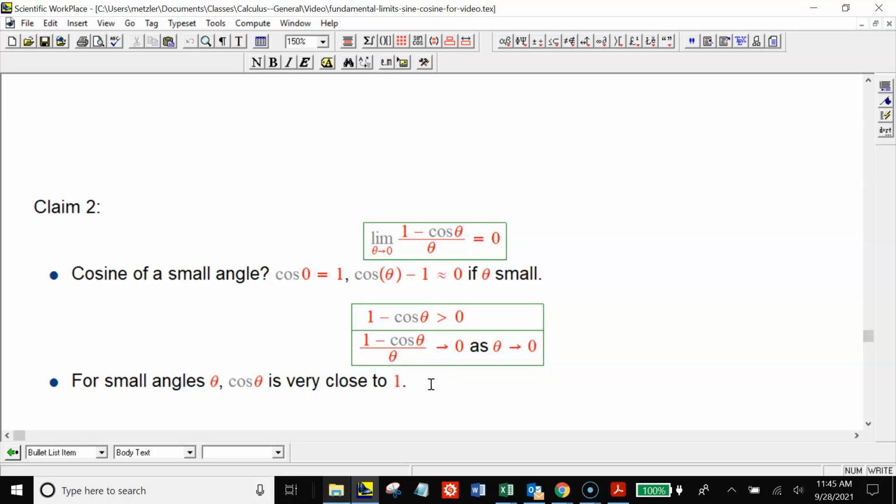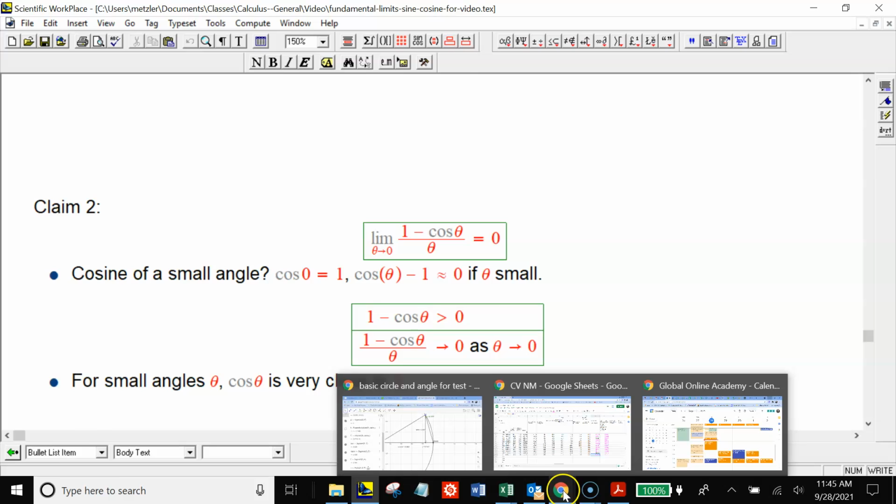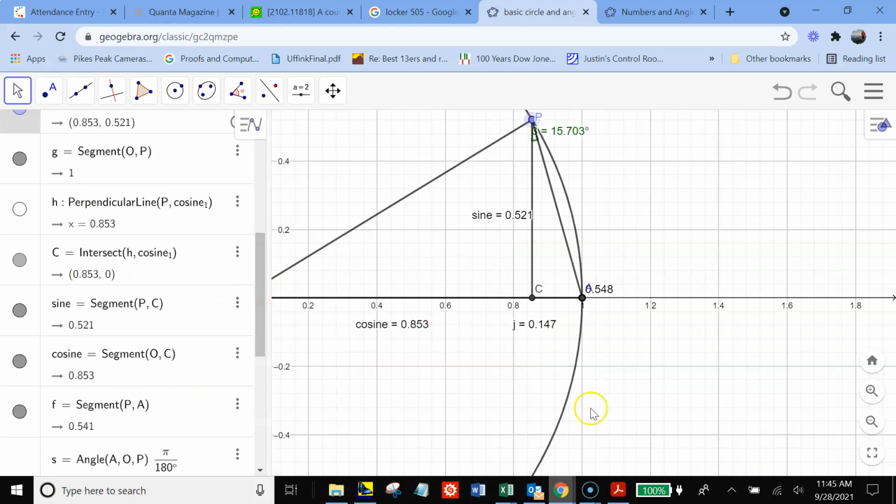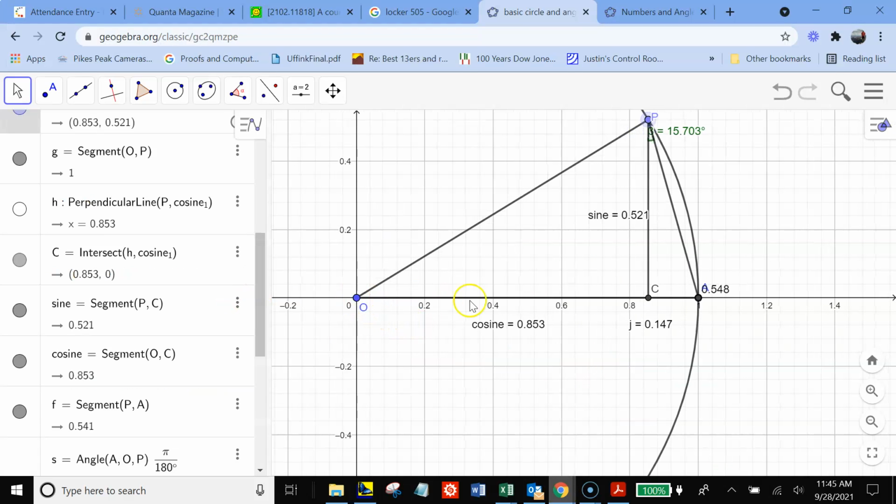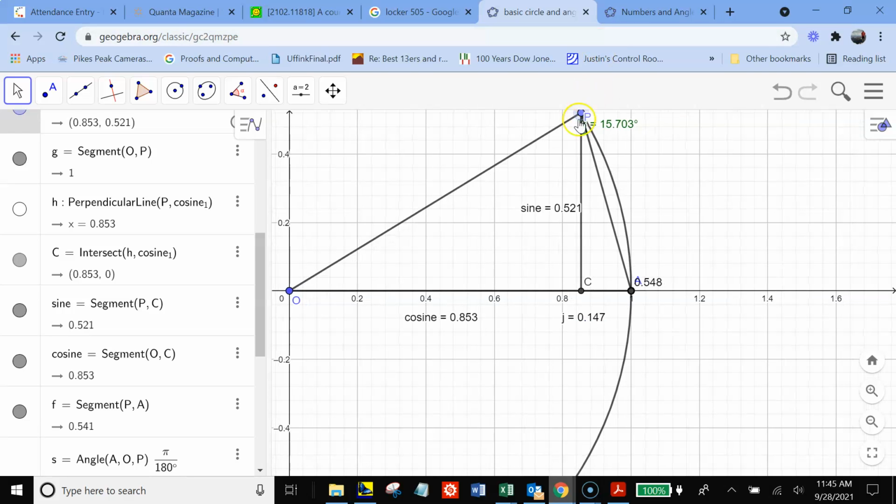Okay, so what does that say in terms of the picture? Well, cosine, of course, is just OC here, because we're on the unit circle. Again, the angle is here, but we're also going to think of it as the arc length from A to P. The cosine is just the x-coordinate of the point P, so that's marked here, like here it's 0.853. 1 minus cosine, conveniently, is just exactly AC right here. So we're just basically analyzing this distance and claiming that it gets really, really small in a certain precise sense when P is brought down.